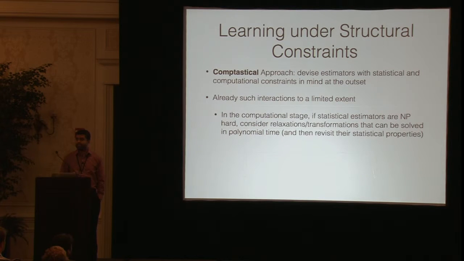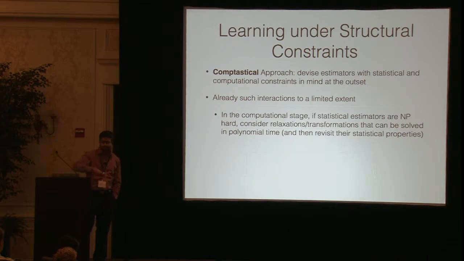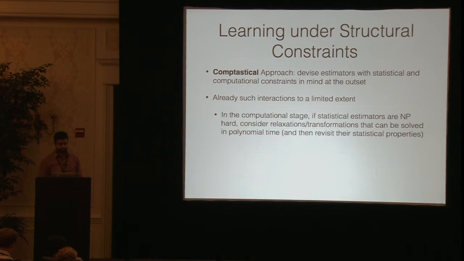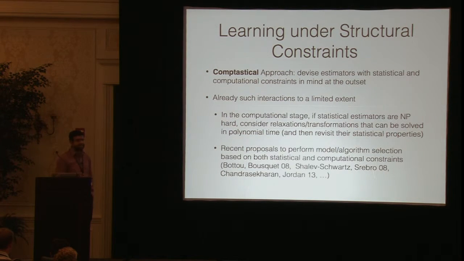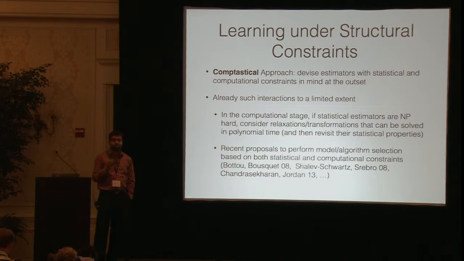Then in the computational stage, I might say, let's relax this to a convex problem. And so I essentially change the statistical estimator. And so I might go back to the statistical stage and revisit the statistical properties of my relaxed estimator. Right? So there is an interaction between the statistical and computational stages, a feedback loop, if you will.